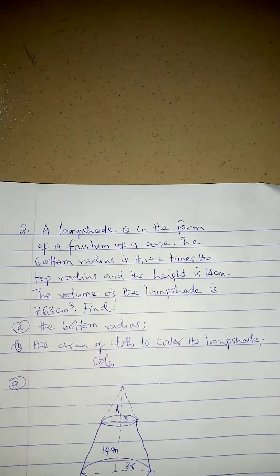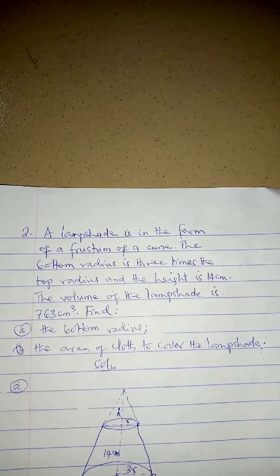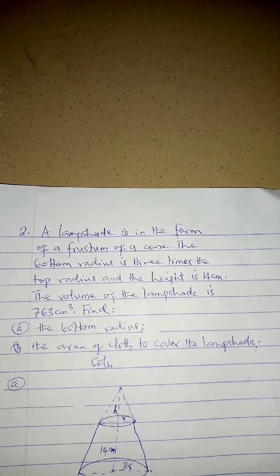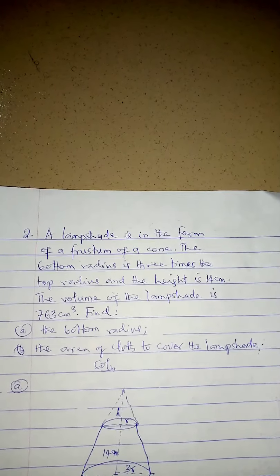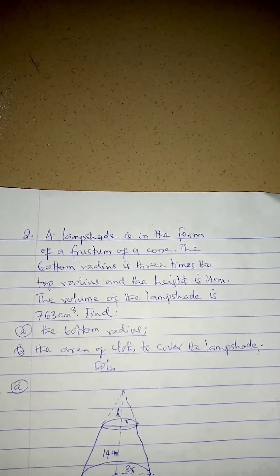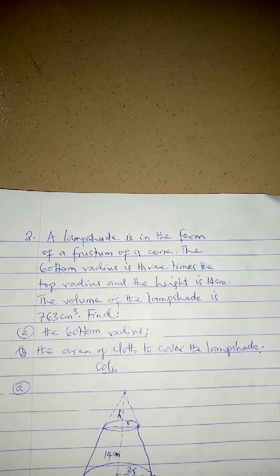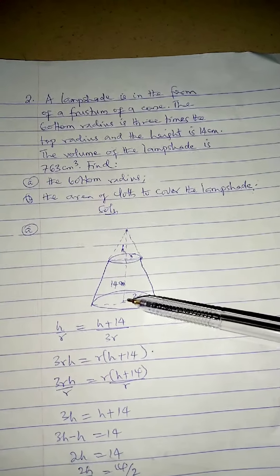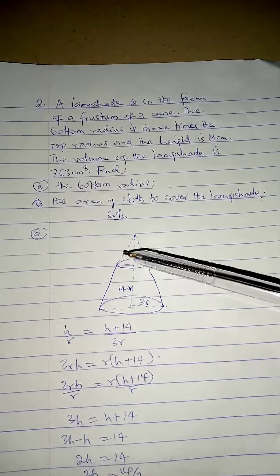A lampshade is in the form of a frustum of a cone. The bottom radius is 3 times the top radius and the height is 14 cm. The volume of the lampshade is 763 cm cube. We are to calculate the bottom radius. We are also to find the area of cloth to cover the lampshade. This is how a lampshade looks like. It's like a bucket turned upside down so that the bottom is bigger than the top.